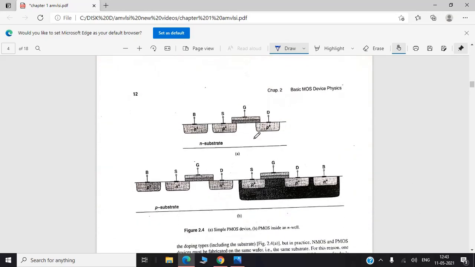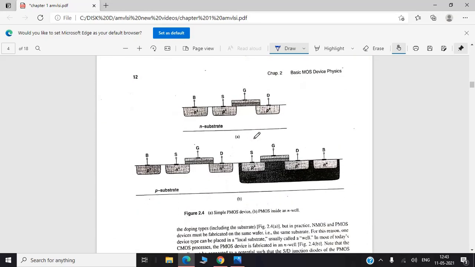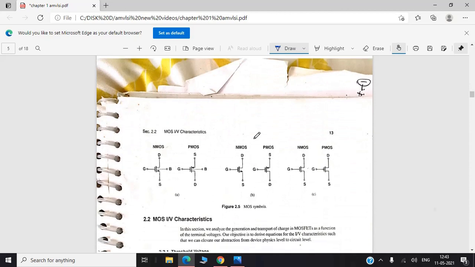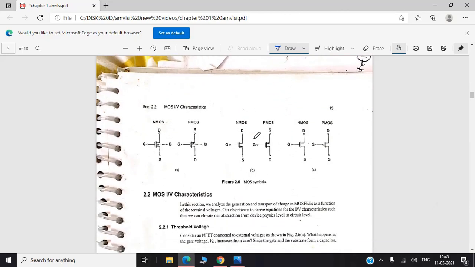This again shows different substrate connections, and this is a PMOS inside an N well. As you can see, this is a twin tub process, which you have studied in your CMOS course. Now these are the general symbols of a MOS: NMOS is written like this, PMOS like this. You can see the change in the arrow mark also. The arrow is placed near the source; for the NMOS the arrow moves outside, for PMOS the arrow moves inside.